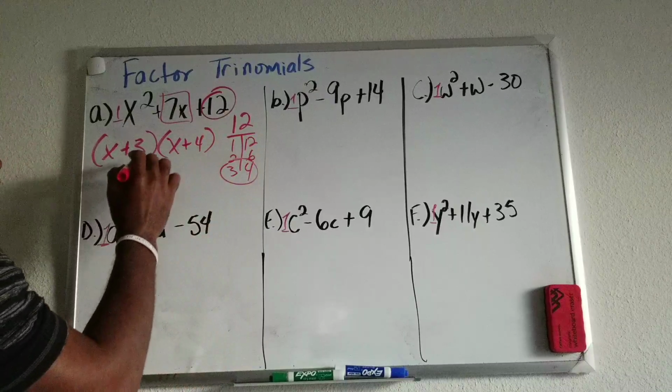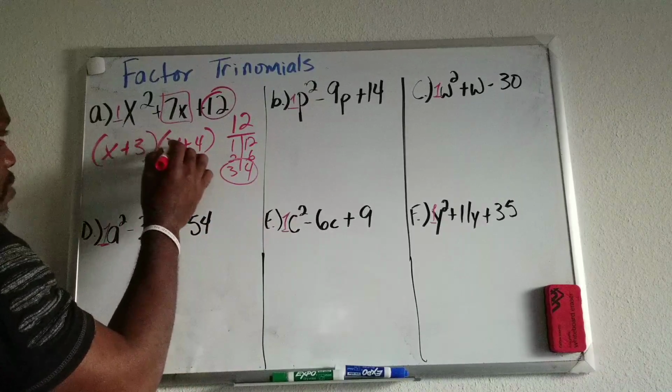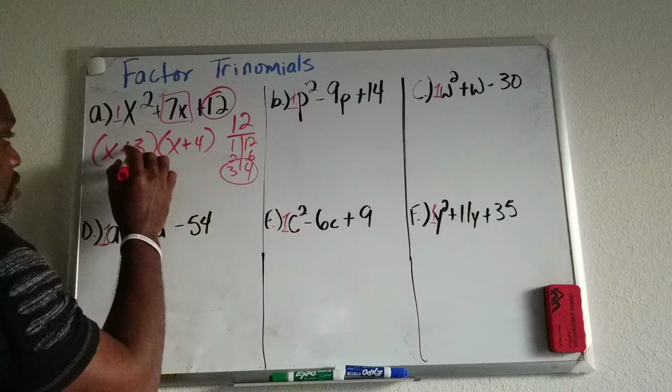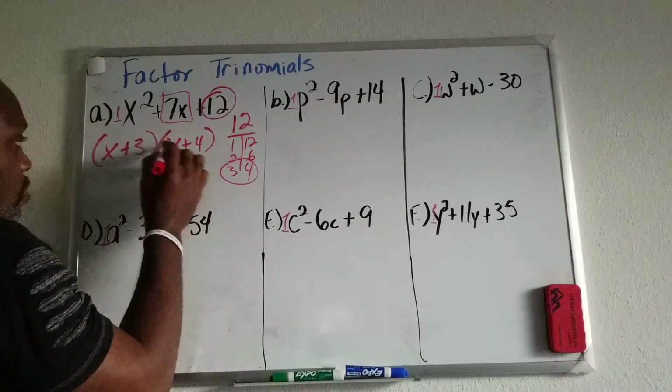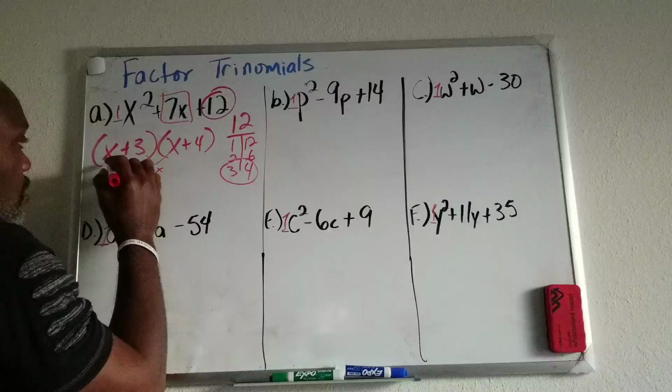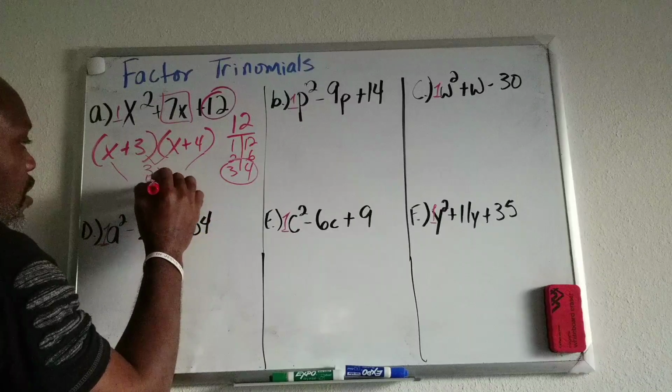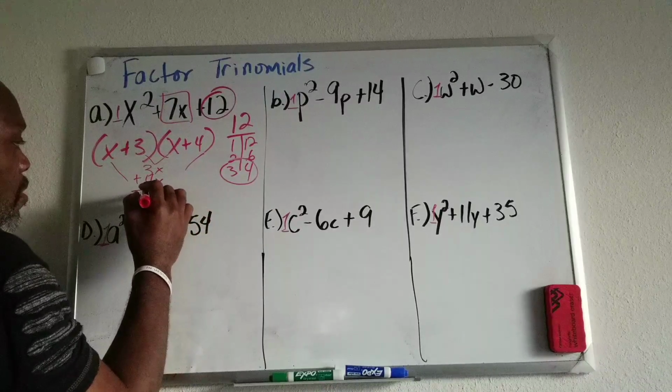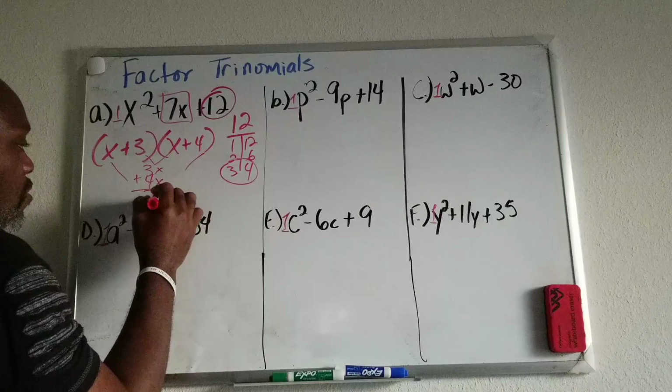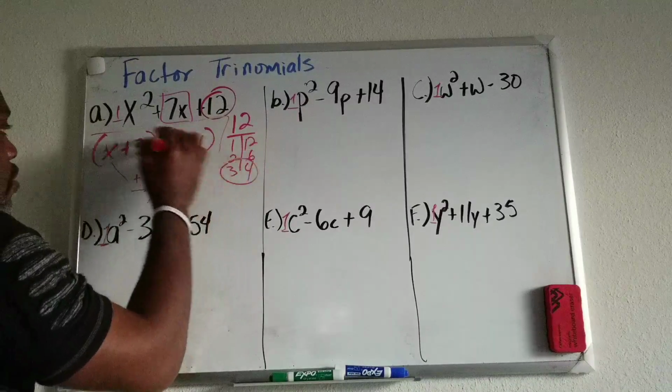All right, and so you can even check it. x times x is x squared. 3 times 4 is 12. 3 times x is 3x, and then 4 times x is 4x. So add that together, that's 7x. That's how you can check your work.